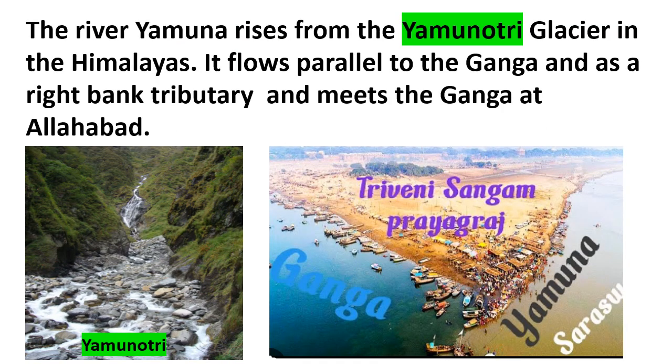The Yamuna River rises from the Yamunotri Glacier in the Himalayas. It flows parallel to the Ganga as a right bank tributary and meets the Ganga at Allahabad.